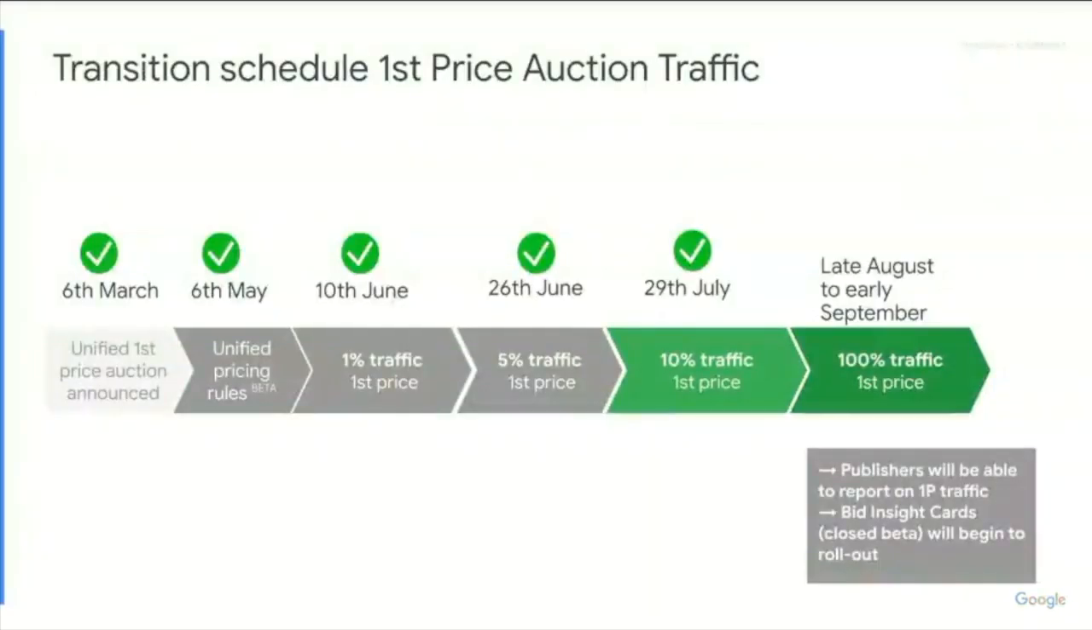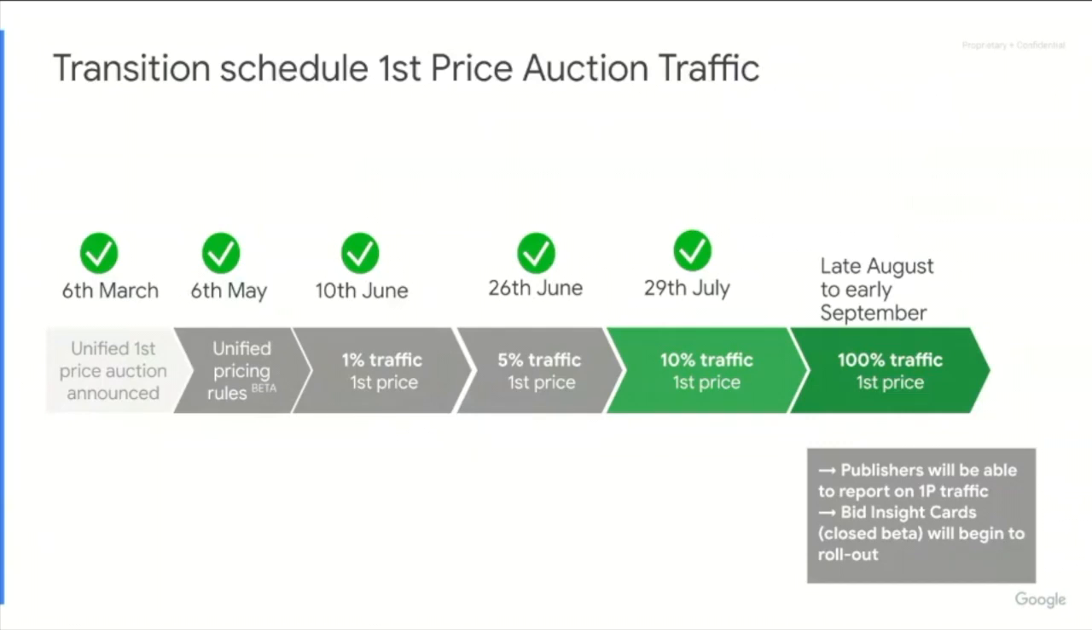So our transition schedule, first looking at first price, we are now at 10% traffic. Key dates for the diary, you definitely need to have these on your radar. We will be ramping up to 100% first price traffic. We're currently targeting late August, early September. Dates are subject to change. Check the help center, check with your partner manager for any changes or updates there.